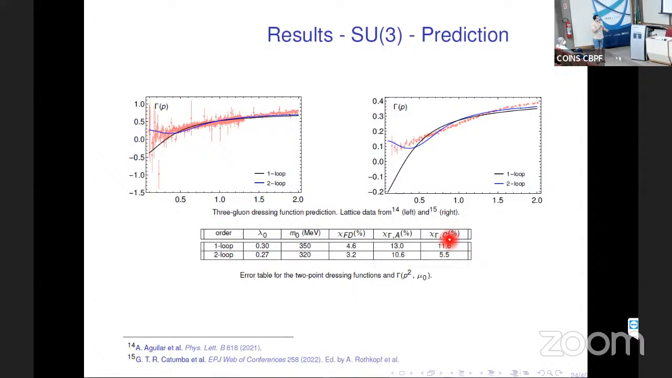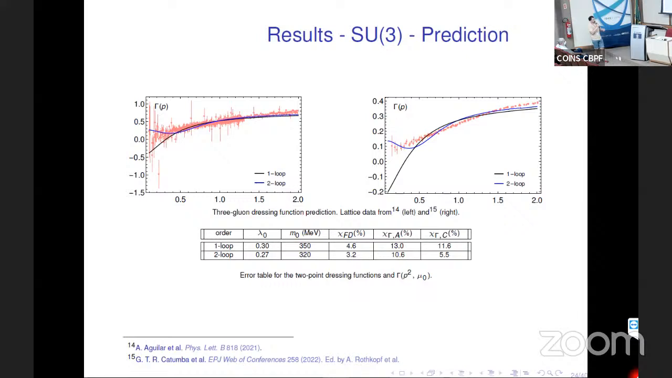Here, this is the error between our model and the lattice data in the case of the propagators. And here, this is the error of the vertex function, right? Here, this A corresponds to this set of lattice data, and this C here to this set of lattice data. And as you can see in both cases, the error diminishes from one to two loop order.